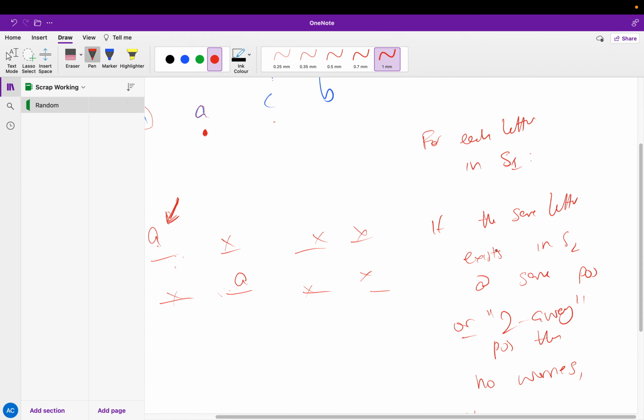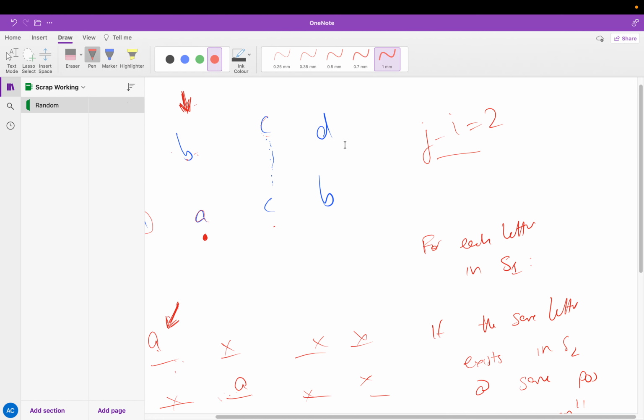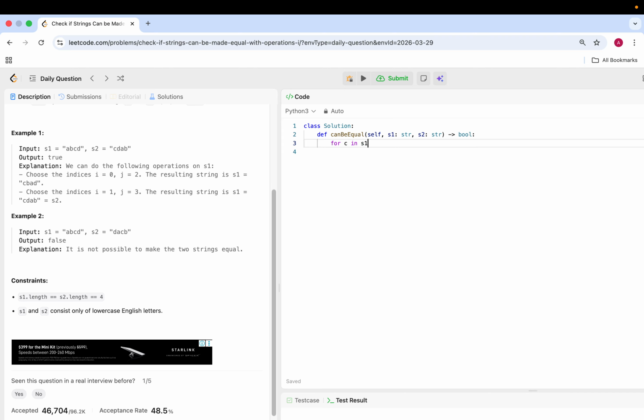No, it's easy, because it's exactly 2, so I don't have to actually use any data structures. So for C in S1, I guess I have to enumerate as well to get the index. For i, c in S1, if S2 at i equals c, then no worries, continue. Elif i is less than 2, so it's either 1 or 0, and S2 at i plus 2 is equal to c, then no worries, continue.